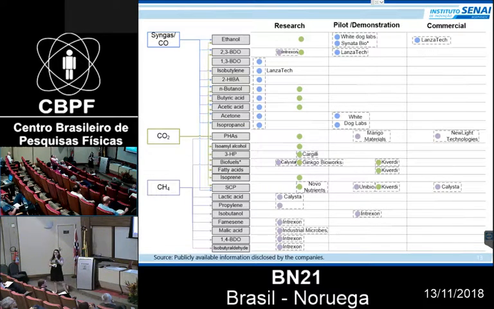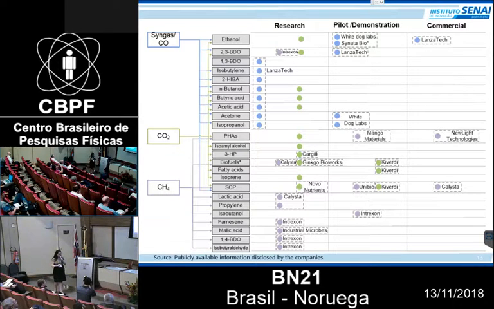Just to give you an idea on these biochemical routes and biotransformation, I listed here the stage of development of the companies and some research institutes that are working on the transformation of one-carbon feedstocks into chemicals. What we can see in green is carbon dioxide, in blue syngas and carbon monoxide, and in purple methane. It's important to point out here LanzaTech. Perhaps you have heard of this company.